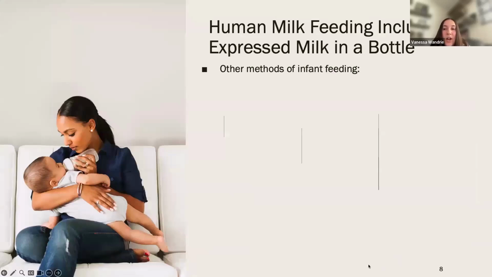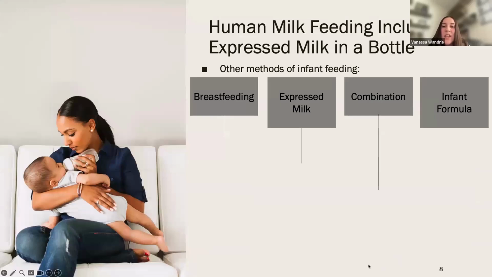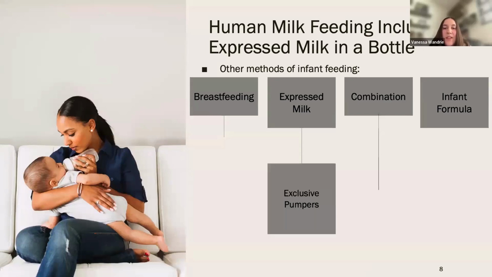Besides breastfeeding, there are other methods of infant feeding. These can include ways such as expressing milk or pumping, combination feeding, and infant formula. The expression of milk is equivalent to pumping, as pumping milk is a branch of expressing milk. Some women may feed their child exclusively pumped milk and never feed at the breast. This group we will refer to as exclusive pumpers.